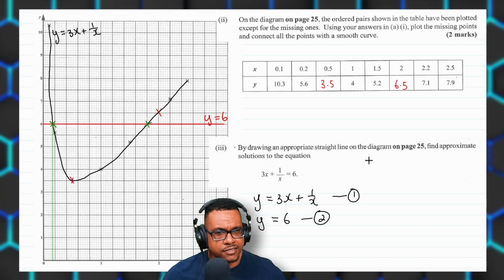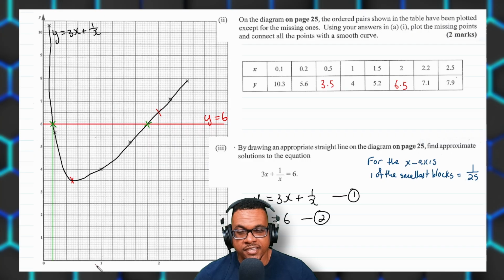So I'm just going to write here for the x-axis, one of the smallest blocks is equal to 1 over 25. So the 1 is because on the x-axis, the unit is 1, meaning we're counting in ones, right? 0 to 1, that's 1. 1 to 2, that's the next one. You know, we're going up by 1. So 1 unit. That's why here's 1. And the space between that 1 unit is 25 little blocks. And that's why we're at 25 here.